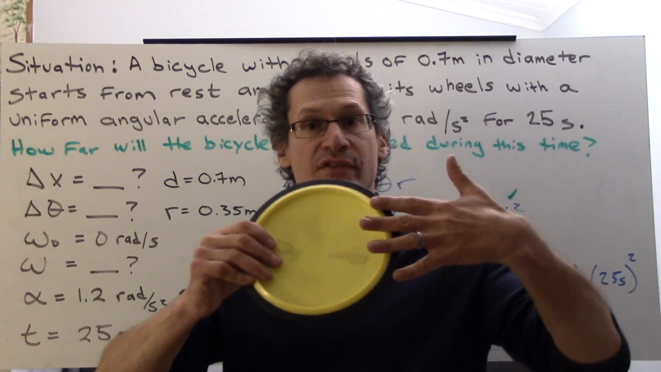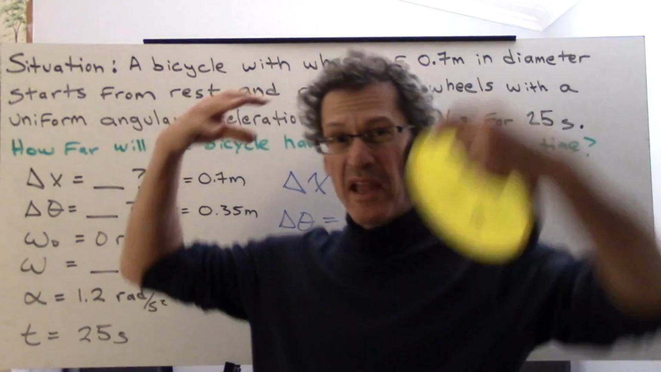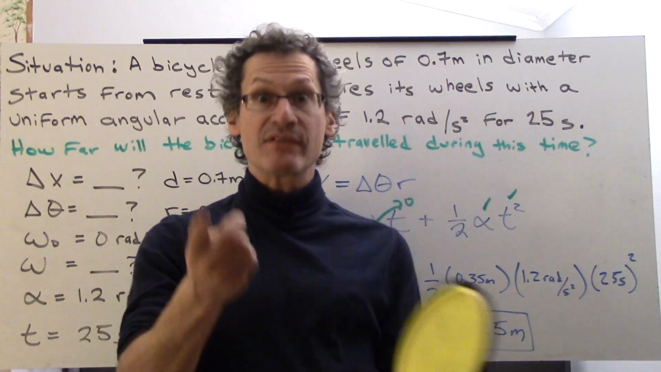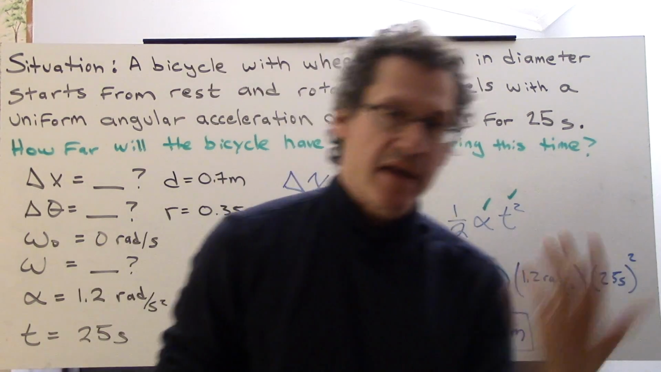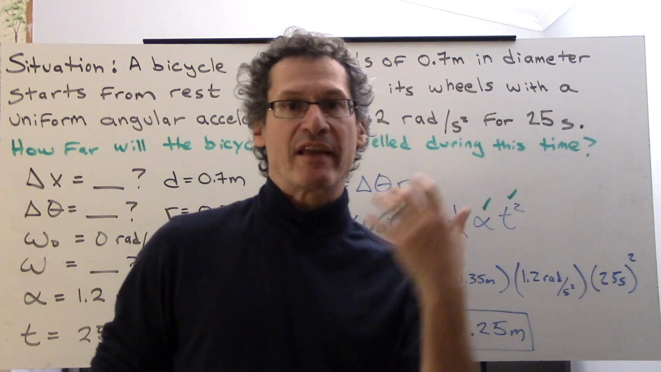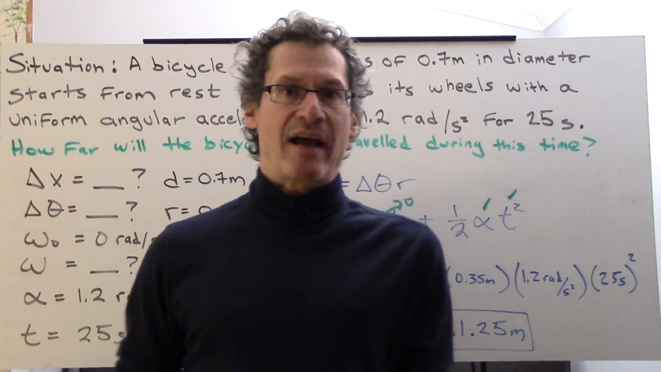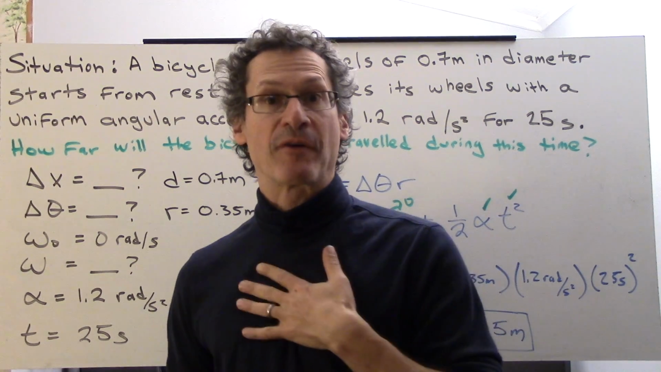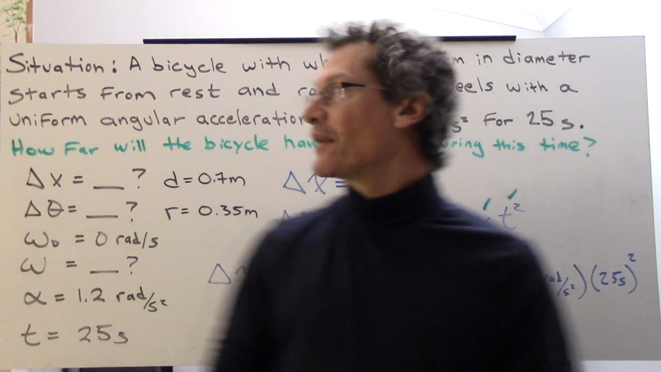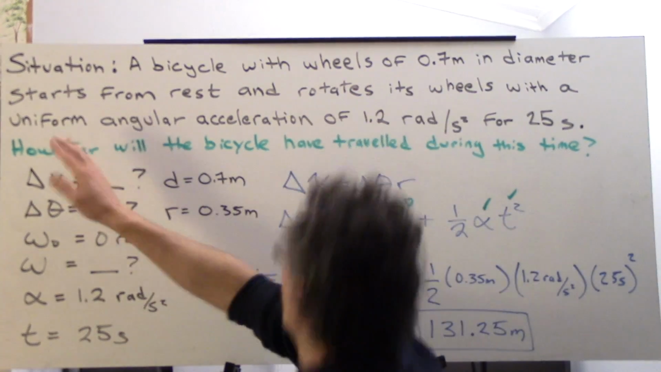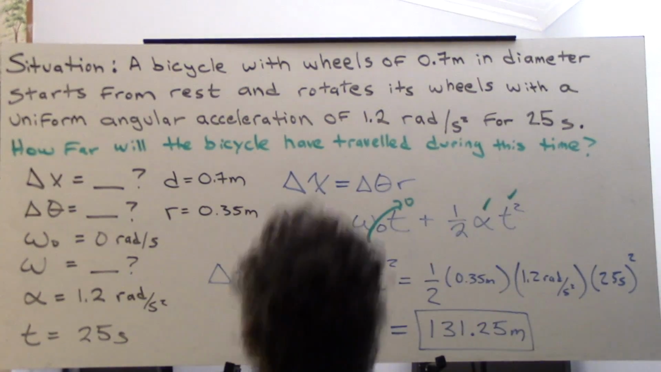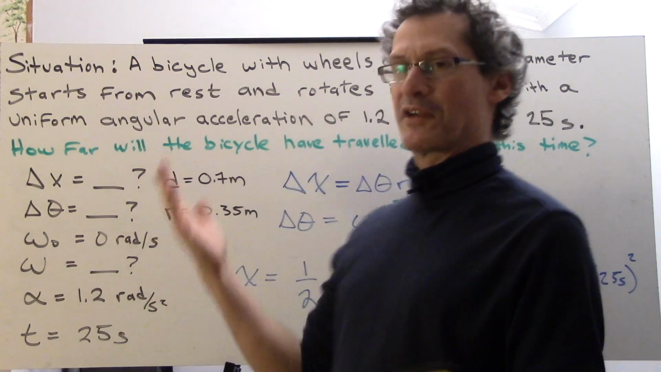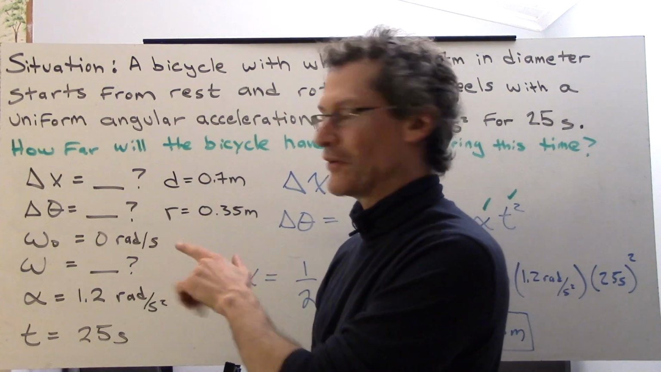So guys, here's the situation. We've got a bicycle. Its wheels have a diameter of 0.7 meters. I did say diameter. It's definitely the diameter. And it starts from rest and moves with a constant angular acceleration alpha of 1.2 radians per second squared. How far does it go? How far does it roll? All right, that's what we want to know. How far will the bicycle have traveled during this time?